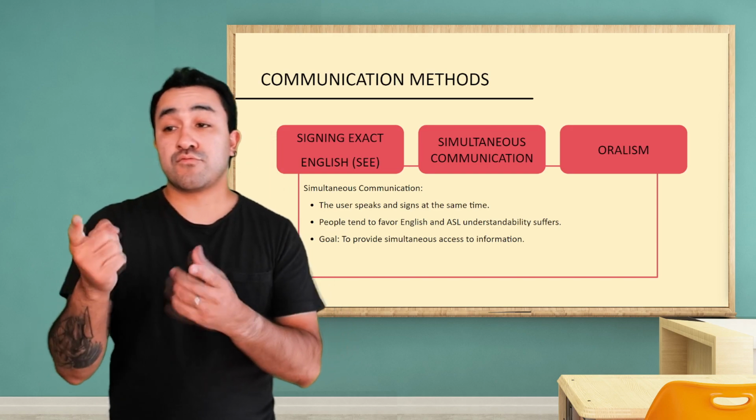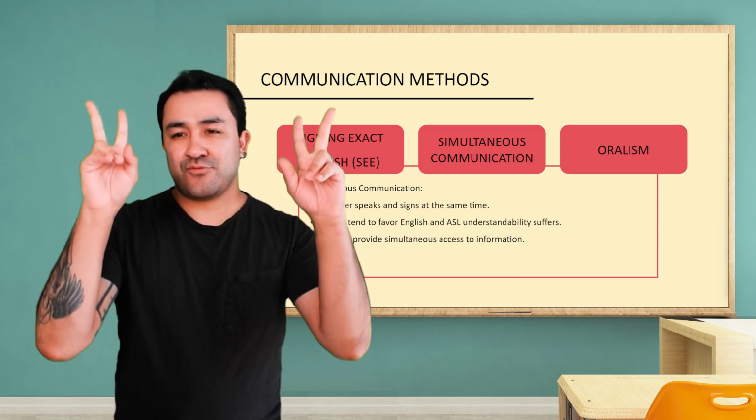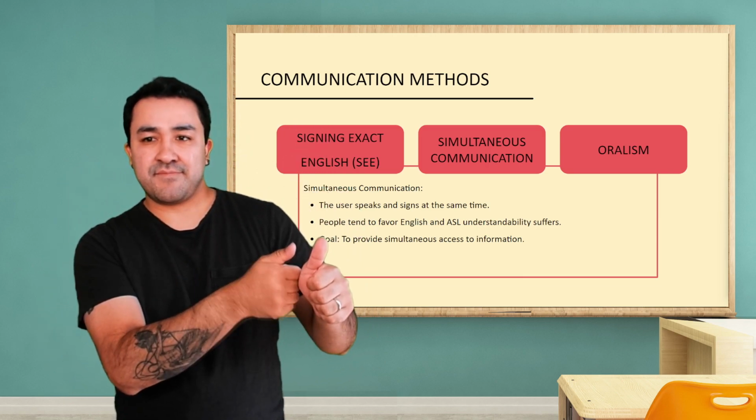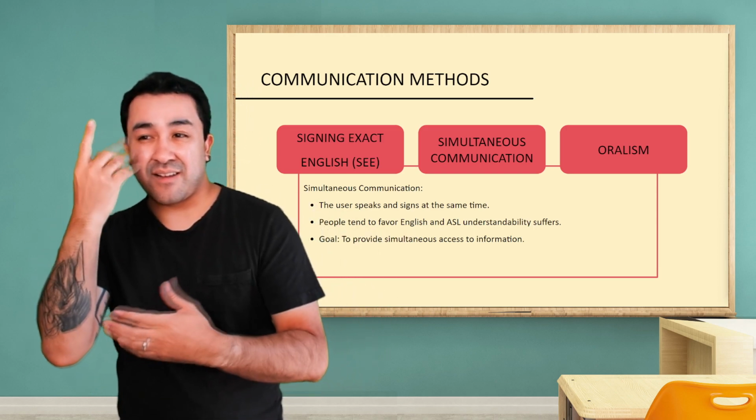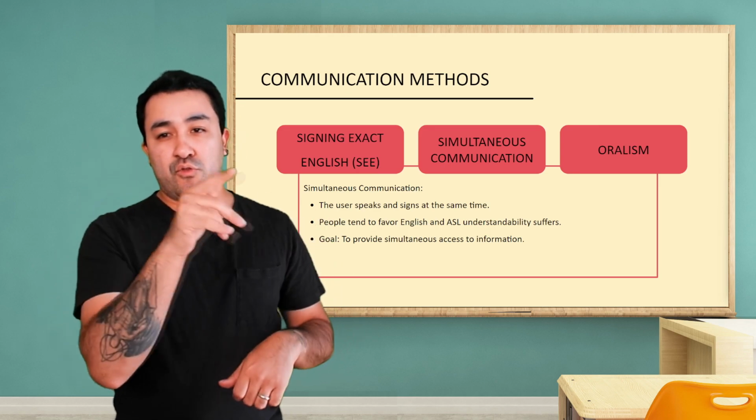Simultaneous communication, also known as SIMCOM, as the name suggests, the person uses both a spoken and sign language simultaneously. The goal of SIMCOM was to create equal access to information for both hearing and deaf. However, the user typically focuses on English, and their signing follows C.